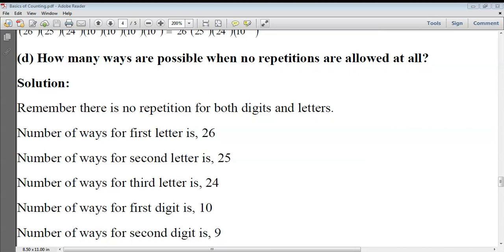The total number of possible ways will be 26 into 25 into 24 into 10 into 9 into 8 into 7 when there is no repetition for digits and letters.